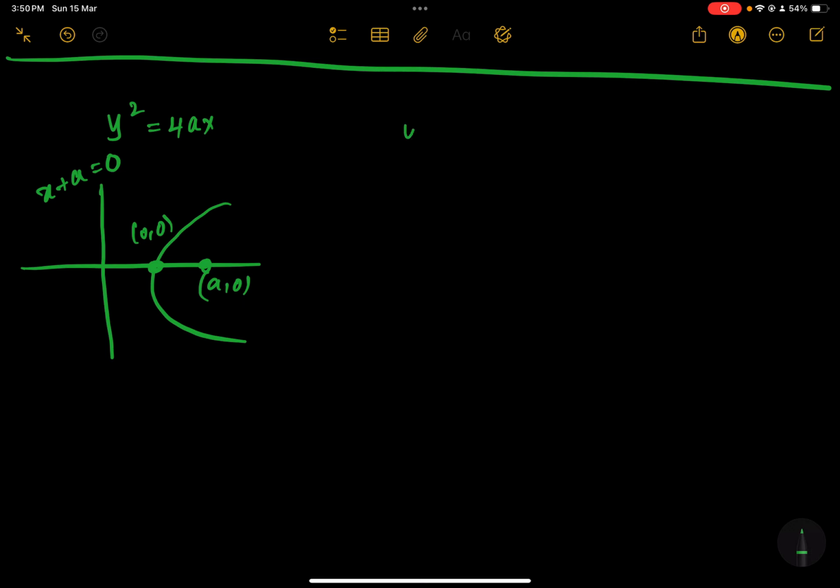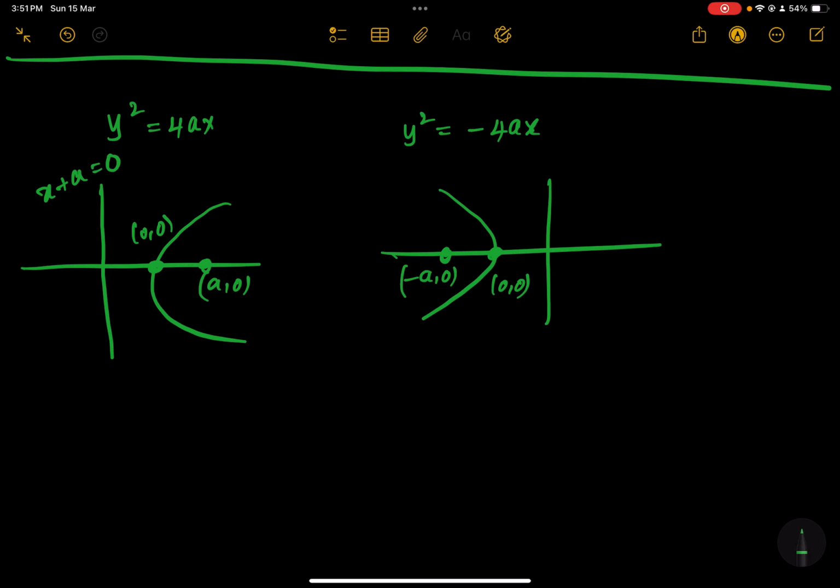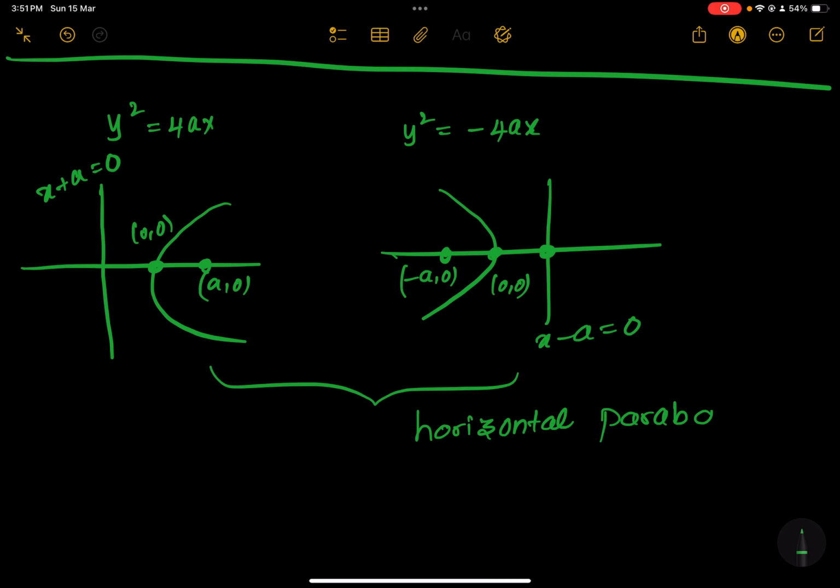Alright, the next form that we are going to deal with is y square is equal to minus 4ax. It will look exactly reverse like this. This is your vertex and the focus is (minus a, 0), and this is x minus a equal to 0, which is your directrix. This is one more form that we are going to look at, and these two are horizontal parabolas, because the axis of these parabolas is parallel to the x-axis.